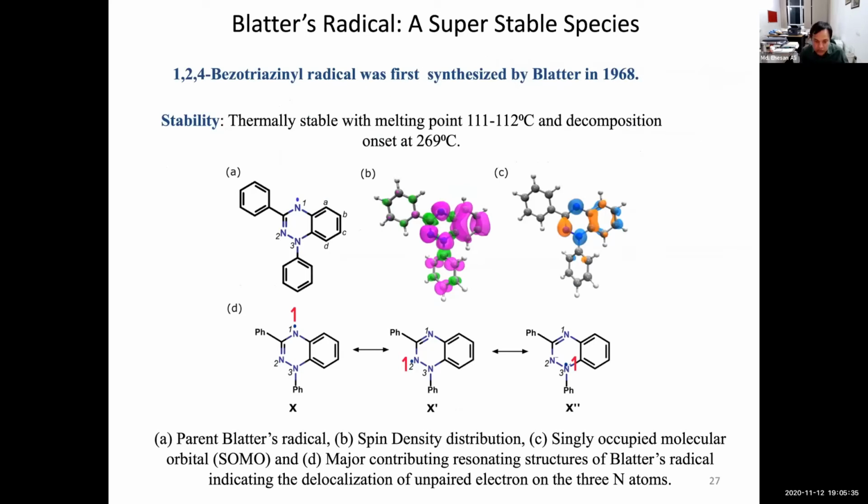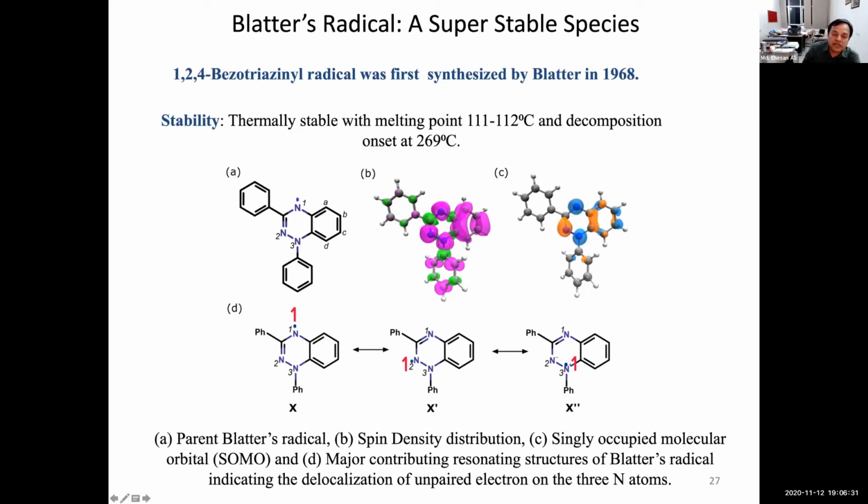Okay, now I'll move to the Blatter system here. As I already told, Blatter is one of the most popular radicals in current days, because the radical center is not localized on one of the nitrogen atoms. It is basically delocalized over all three nitrogen atoms. This provides stability to the system, and theoretically we have calculated the spin density, but we have also seen some of the spin density delocalizing into this particular ring.